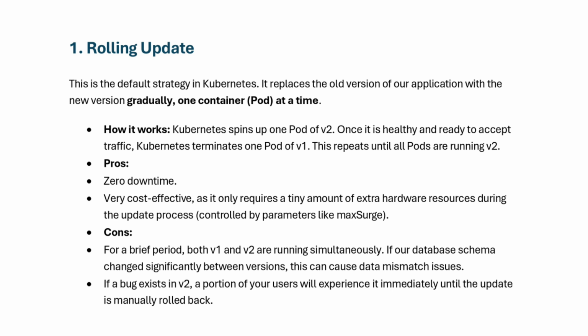So if our application had bugs in version 2 and we did not debug it before production, that means a portion of our users will experience it immediately until the update is manually rolled back. That was about rolling update strategy.